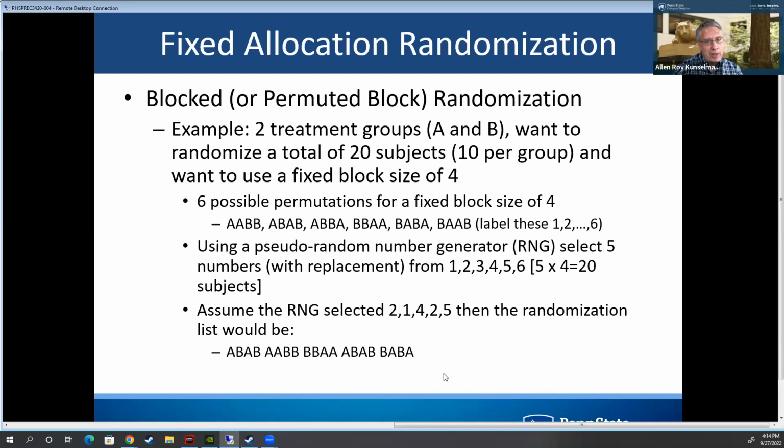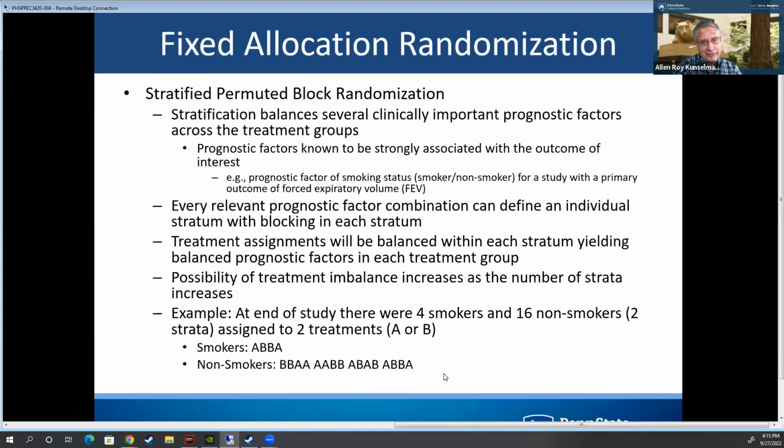And so how would a variable block size work? Well, you could do variable. We could have 2 blocks of size 8, so that would be 16 subjects, and 1 block of size 4 to give us our 20. And what does that do? Again, we have 20 subjects, 2 blocks of size 8 and 1 block of size 4. It just makes it harder for somebody to predict, because with a block size of 8, 1 permutation could be 4 A's and then 4 B's. So you get these bigger patterns, and it's harder to detect what will be happening for the next randomization.